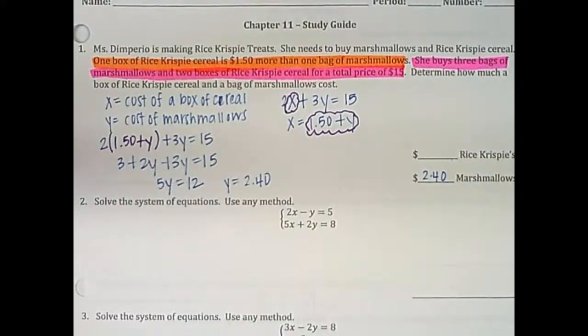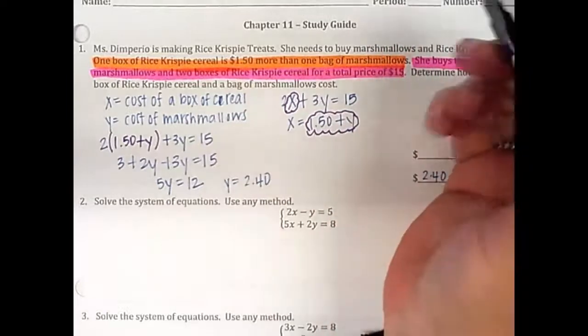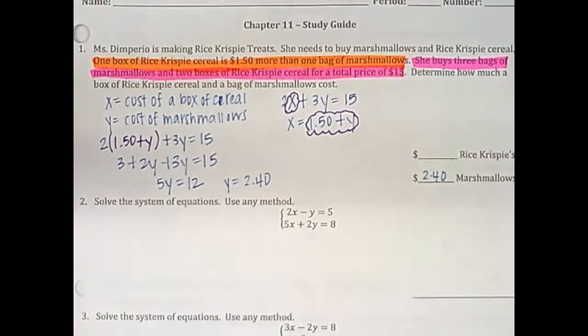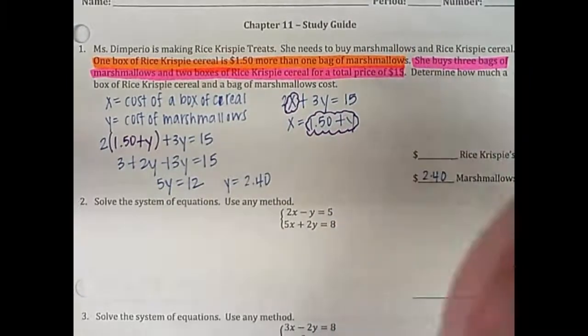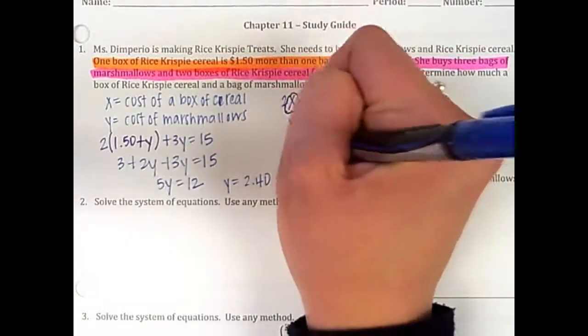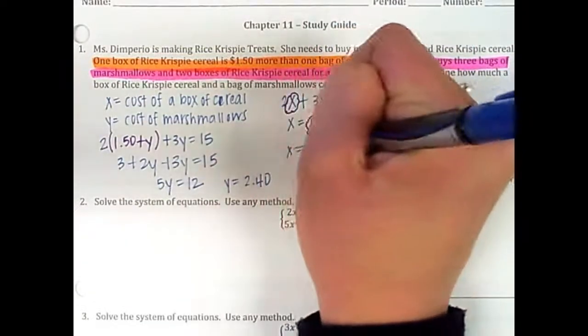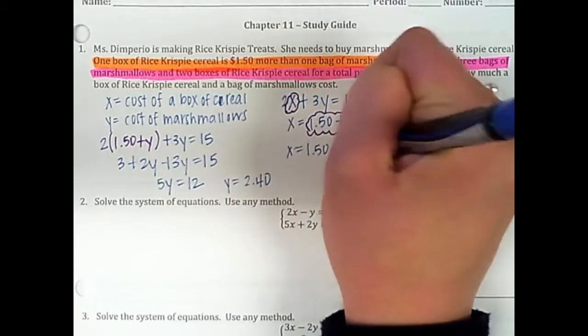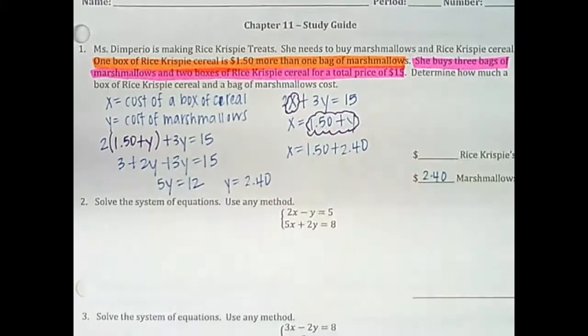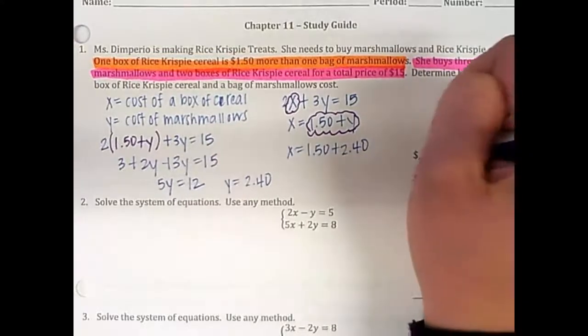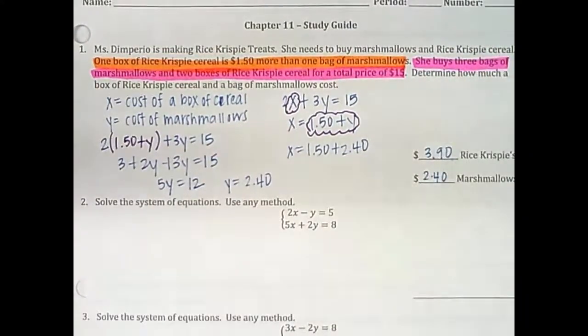Okay, so then to find the cost of the Rice Krispie box of cereal, we would just plug it back in. I could either plug it into my top equation or my bottom equation. To me, it makes more sense to plug it into the bottom. So X is equal to $1.50 plus 2.40. And when I add those together, I get $3.90. So the box of Rice Krispies costs $3.90, and the bag of marshmallows costs $2.40.